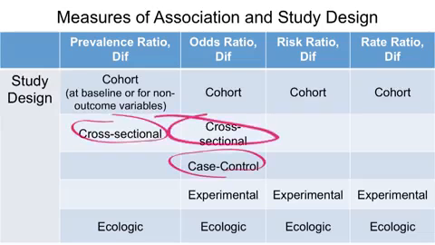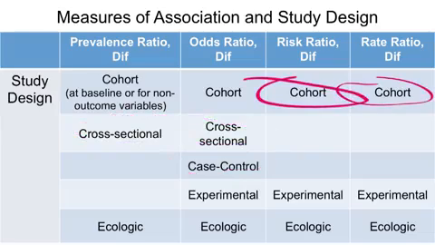of study designs. Note that prevalence and odds ratios and differences are more commonly found with cross-sectional and case control studies, while risk and rate ratios and differences are more commonly used with cohort studies. Risk and rate ratios cannot be directly calculated from case control and cross-sectional studies. This concludes the segment on interpreting measures of association.